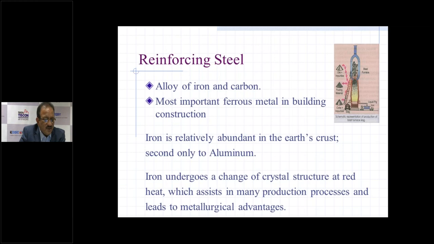So we first understand what is reinforcing steel. Reinforcing steel is an alloy of iron and carbon basically, and it is the most important ferrous metal in building construction. This iron is relatively abundant in the earth crust. It is only next to the aluminium. And iron undergoes a change of crystal structure at red heat, and which assists in many production processes and leads to metallurgical advantages. For example, in cement industry, we manufacture clinker. So iron ore is one of the raw materials which is used, which provides a very good flux, and because of that the clinkerization process highly improves. It's like a catalyst in the cement manufacturing process.